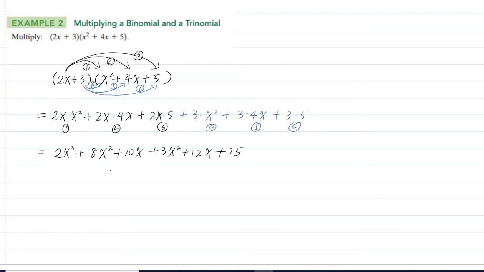Okay. Once we have this, we're going to collect like terms, and the x cubed, that's the only one, so we're going to write it down now. So now we're going to look at the x squared, that gave us 11x squared.